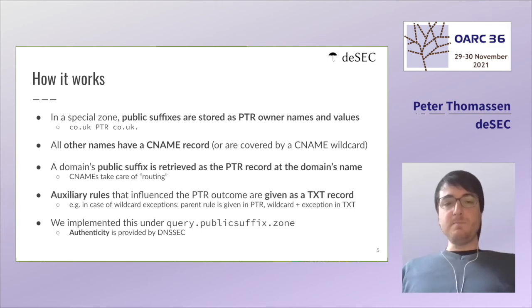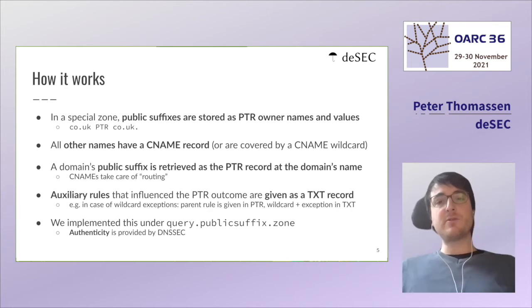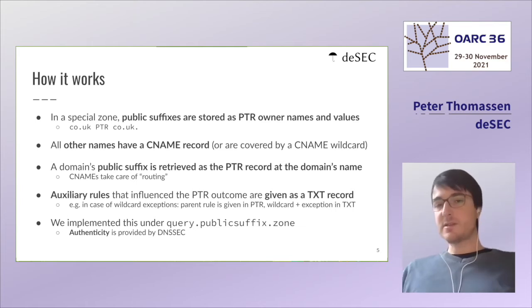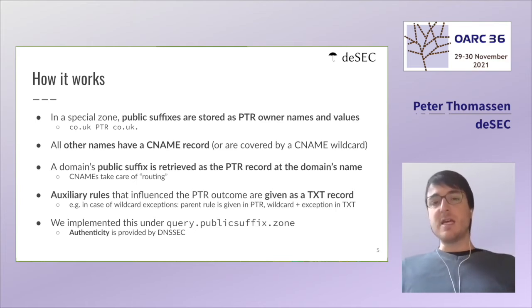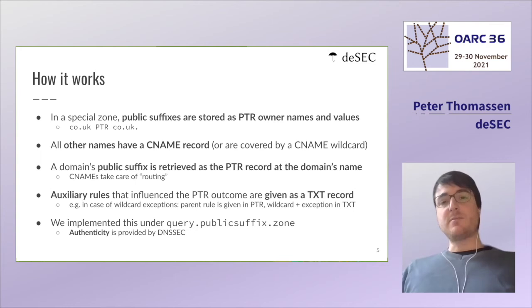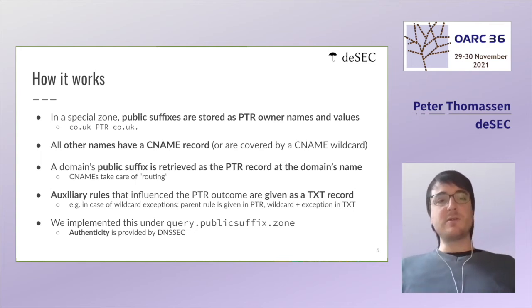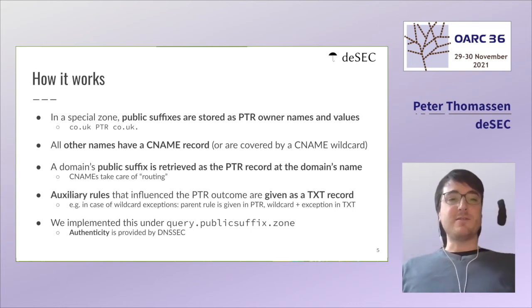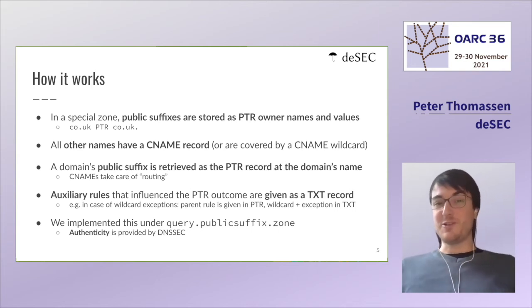So here's how we thought this could work. We created a special zone and iterate over this public suffix list and take each public suffix and create a PTR record for it. We use the public suffix both as the owner name under this zone and also as the value of the PTR record. So if you would query the PTR record for co.uk dot whatever zone you're using is, the response would be: the public suffix of co.uk is co.uk.